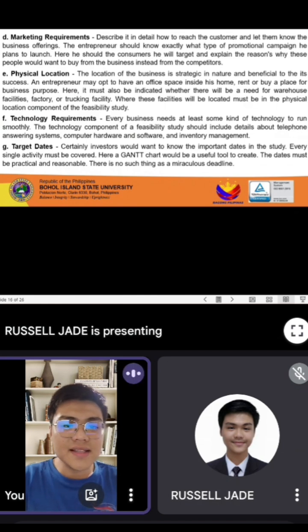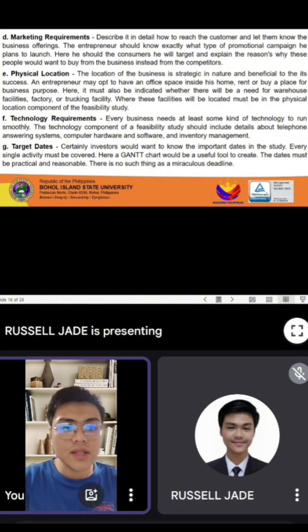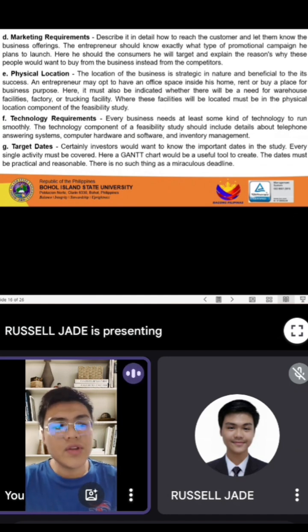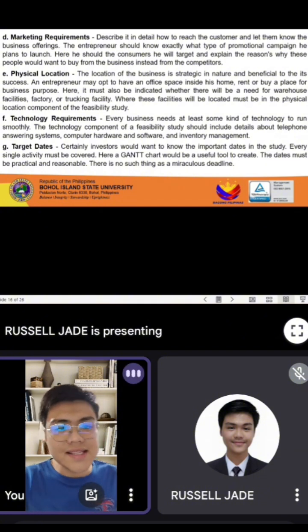The next is the technology requirements. So every business needs at least some kind of technology to run smoothly. So the technology component of a feasibility study should indicate details about telephone answering systems, computer hardware and software, and inventory management. Then lastly is a target date.